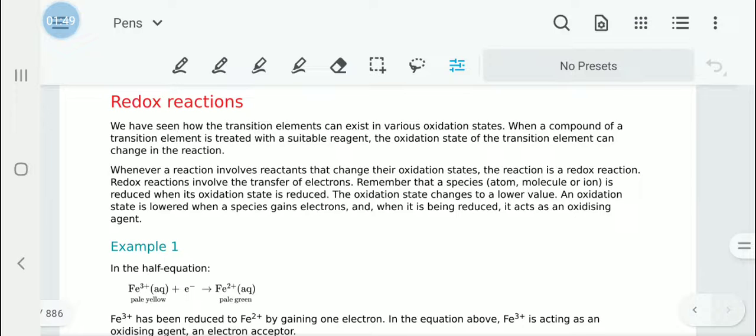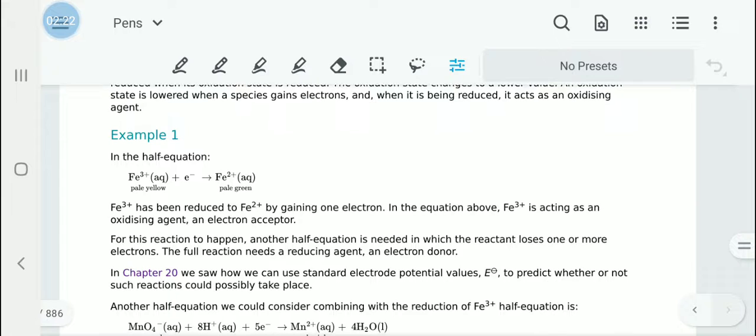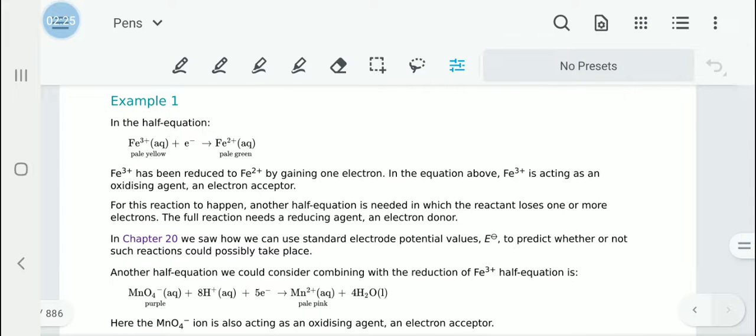If a species is reduced, then its oxidation state is reduced. When the oxidation state changes to a lower value, that is OIL RIG, you can remember that. Oxidation is loss of electrons, reduction is gain of electrons. When something is oxidized, it acts as a reducing agent. When something is reduced, it acts as an oxidizing agent. I hope you can remember that from O levels and the first half of this examination as well.